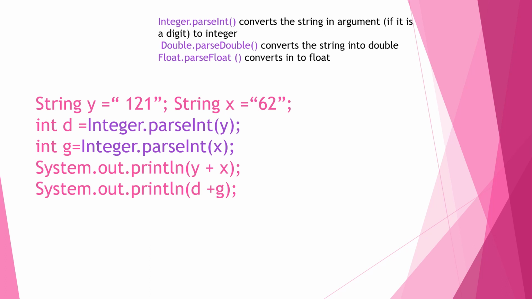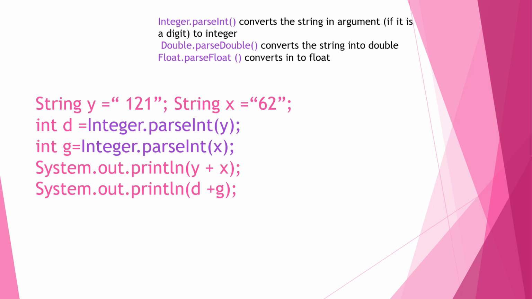If the string is a number, then it will convert into integer. Double.parseDouble will convert to double, and Float.parseFloat will convert to float. So the question is: String y = "121", String x = "62", int d = Integer.parseInt(y). y is a string.